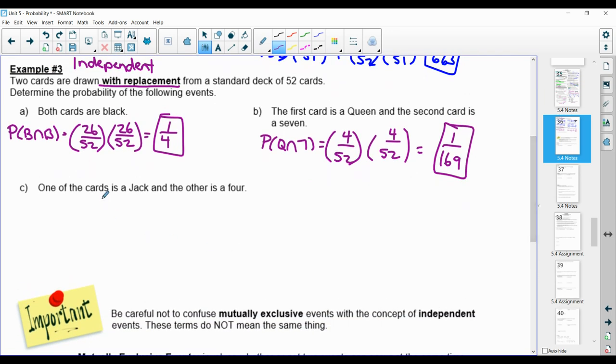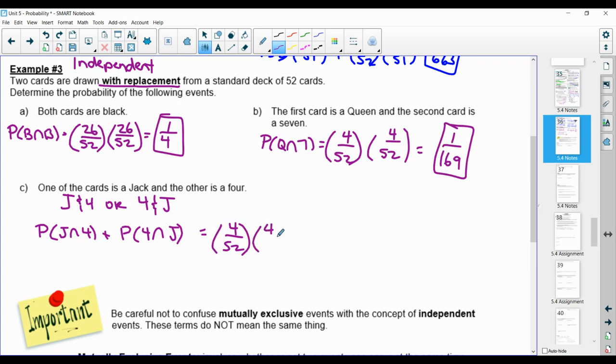Now, what if one of the cards is a jack and the other is a 4? Similar to our question before, we have a jack and a 4, or we have a 4 and a jack. So we have to consider both scenarios. So probability of jack and 4 plus the probability of 4 and a jack. So that's going to be 4 over 52 times 4 over 52 plus 4 over 52 times 4 over 52.